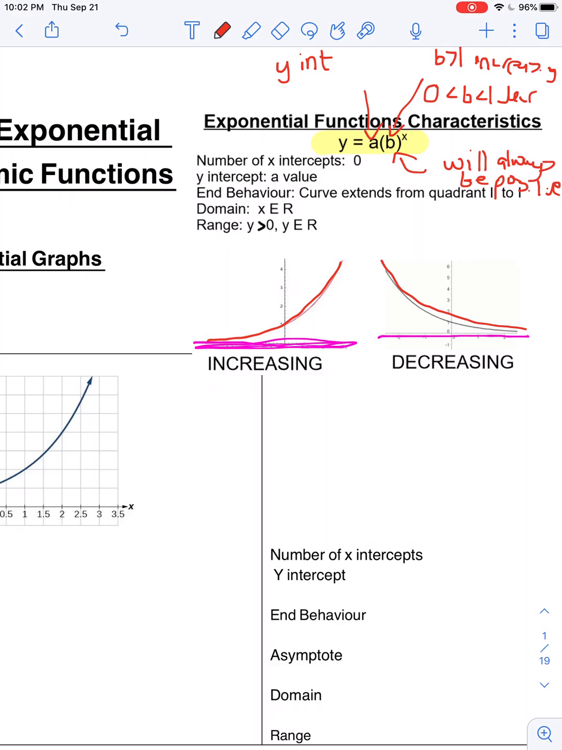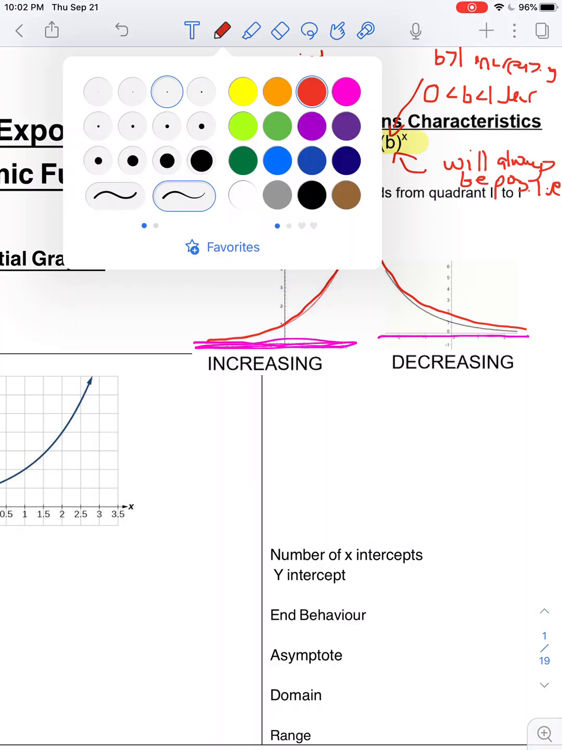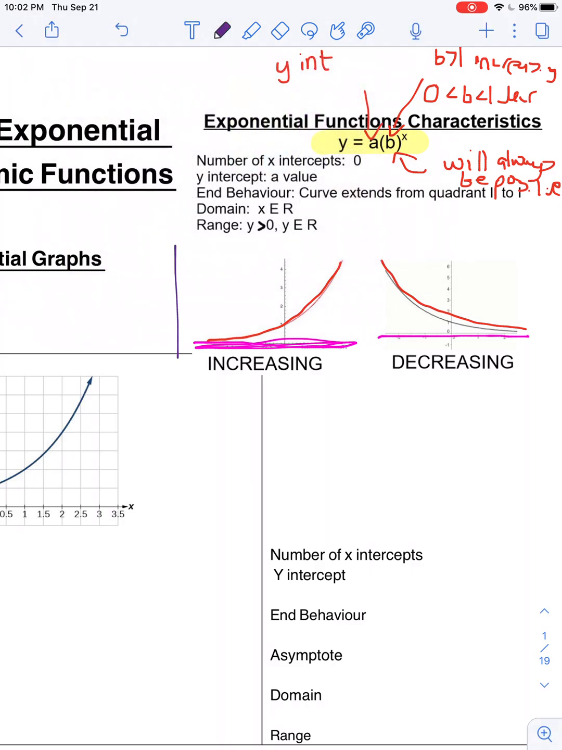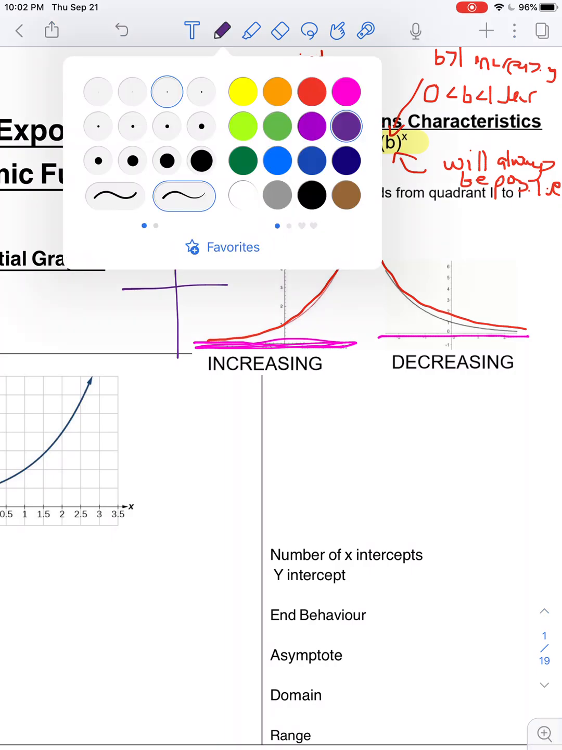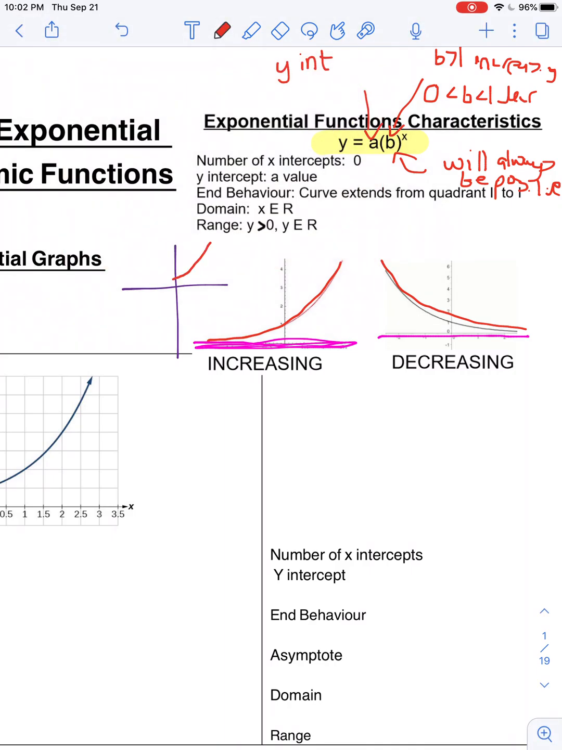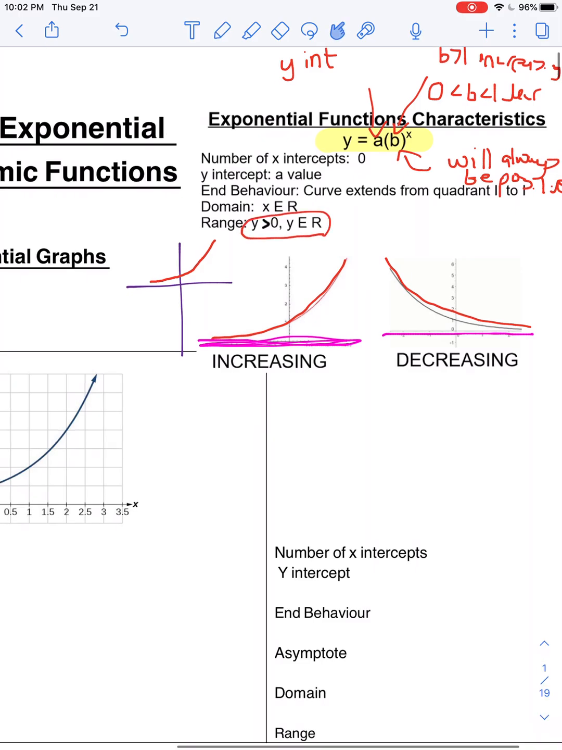The domain is any real number because it does extend forever, and you need to be careful because sometimes in our calculators, you might graph an exponential graph and it might look like it kind of cuts off close to the x-axis. But it does continue forever, just sometimes when it gets close to that asymptote, it doesn't show up on your calculator. And then the range is y is greater than 0.